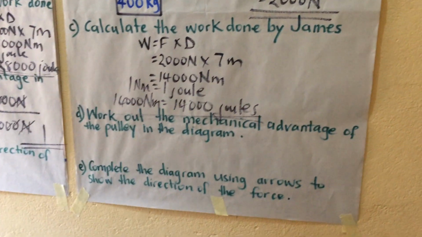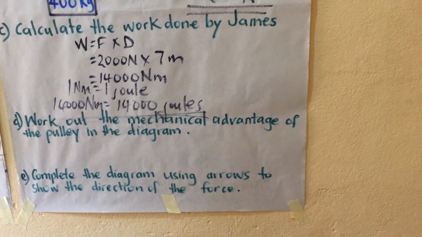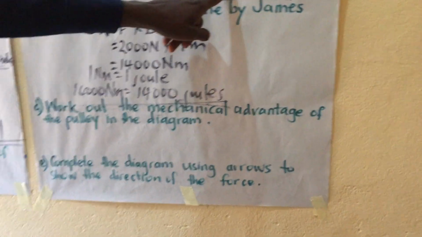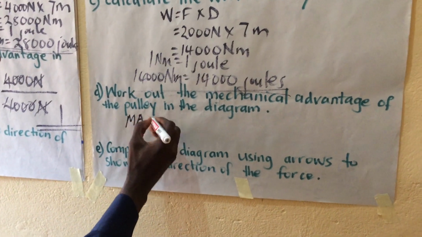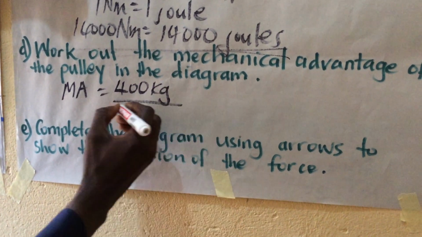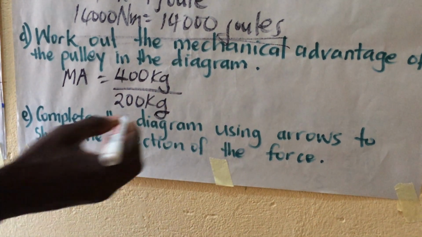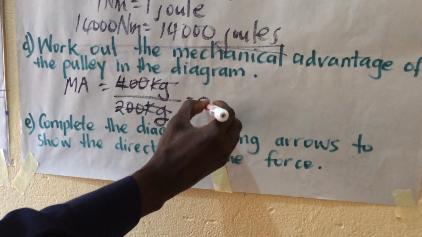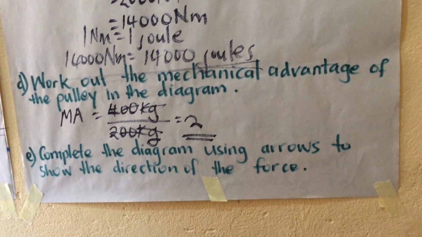Work out the mechanical advantage of the pulley in the diagram. Mechanical advantage is load over effort. The effort that was put in was 200 kg. So MA is equal to the load, which is 400 kg, divided by this one, 200 kg. That disappears, and we shall remain with 2. So mechanical advantage is 2. There are no units on mechanical advantage.